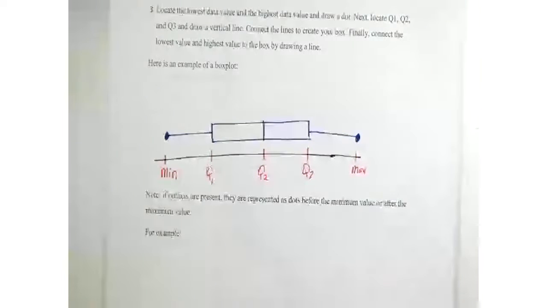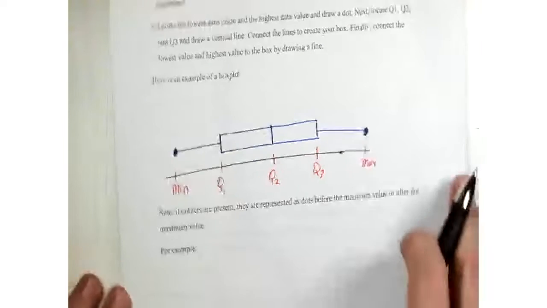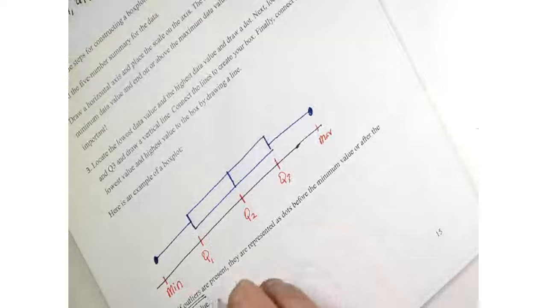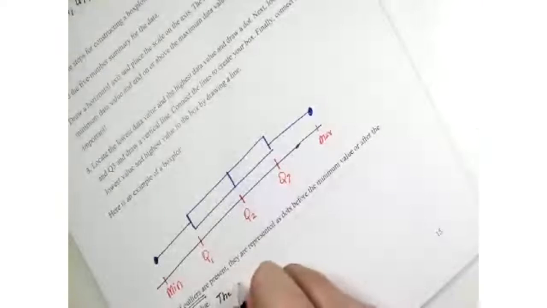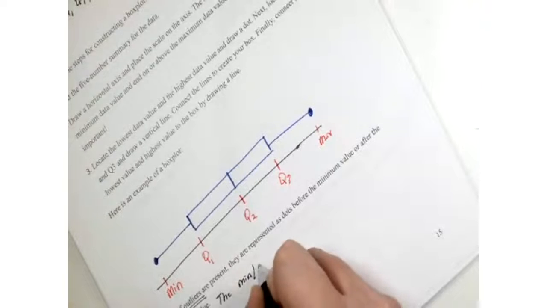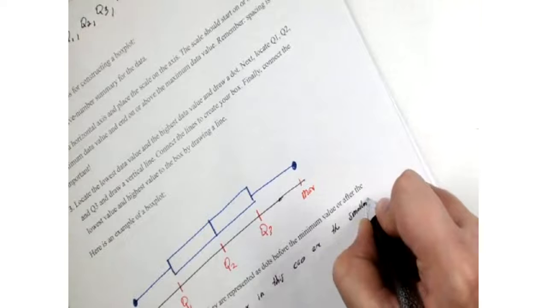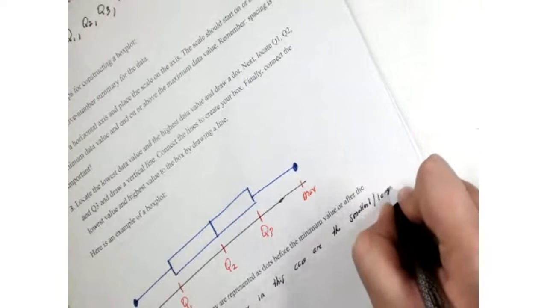So, for example, first we want to put a little note. In this case, if outliers are present, the min slash the max, in this case, are the smallest slash largest, so it all depends on if it's the minimum or the maximum. Data values that are not outliers.